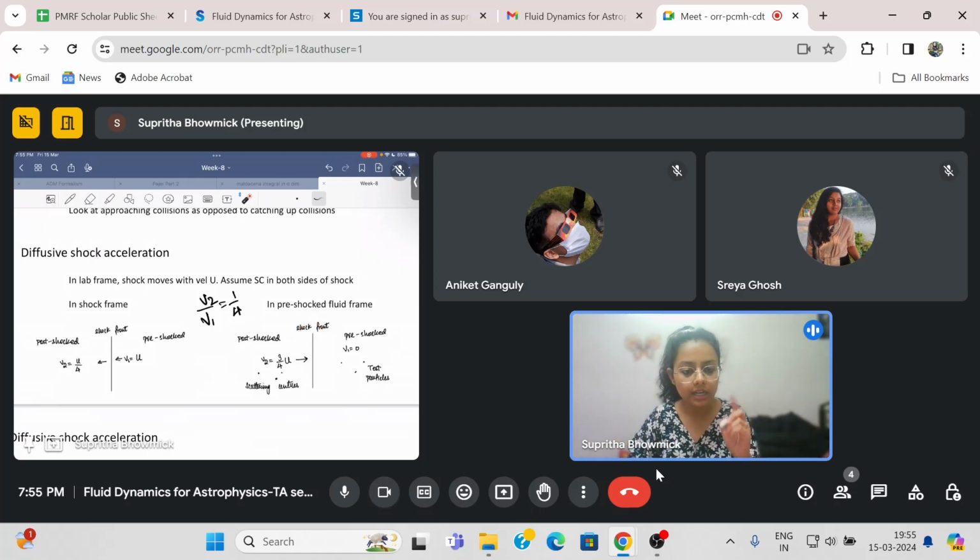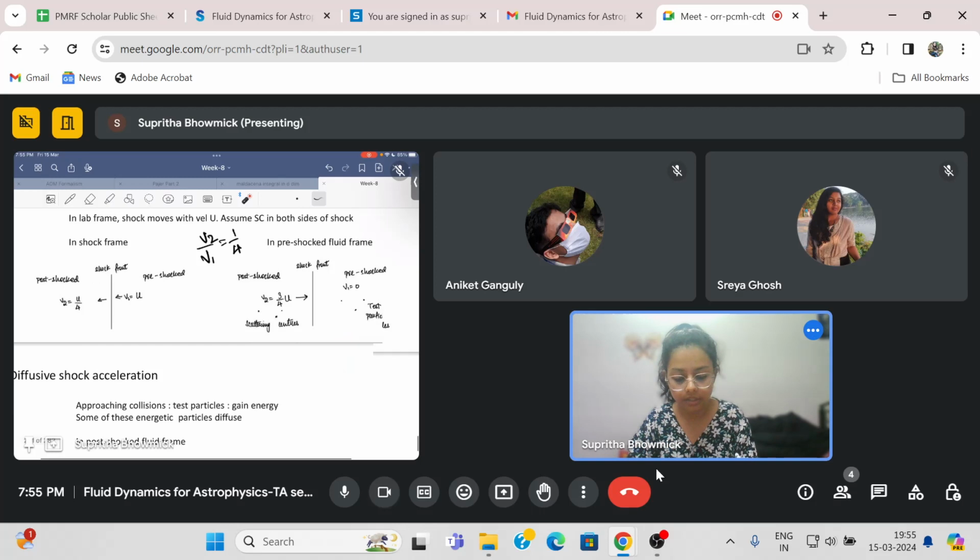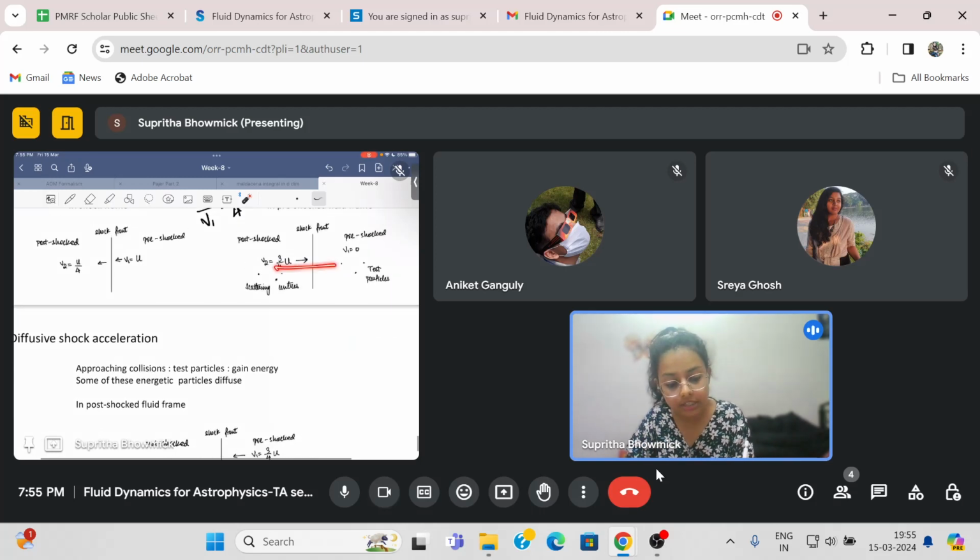Okay, so what happens in the pre-shock fluid frame? What the test particles see is the scattering centers in the post-shock region. They move with a velocity 3 by 4 u. And these test particles are stationary because we are in the pre-shock frame. Okay. So what are these? These are approaching collisions. These are head-on collisions. Nobody is catching up to anybody. These scattering centers are headed for the test particles. After collision, these particles will gain energy. And of course, they'll be scattered along all directions.